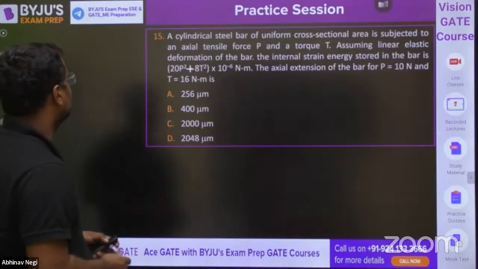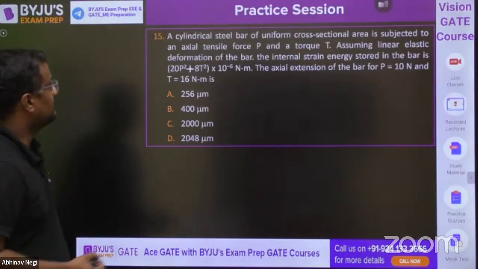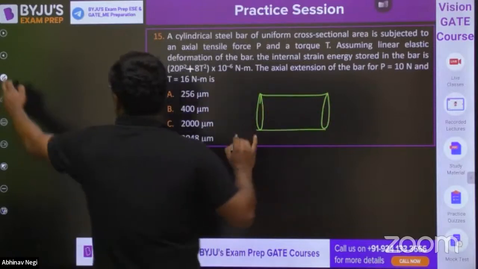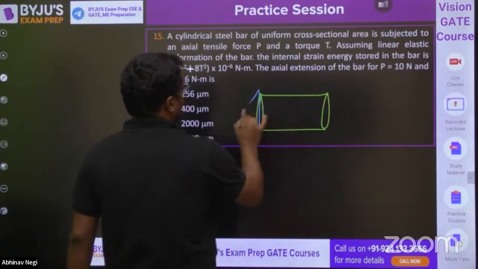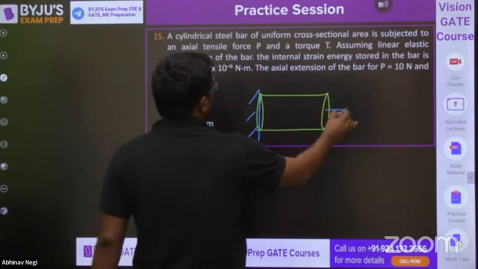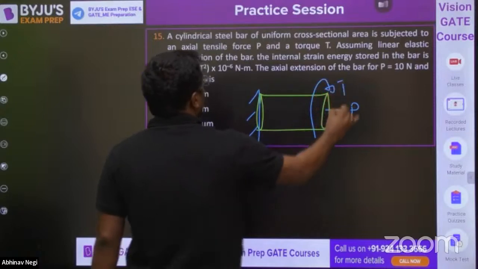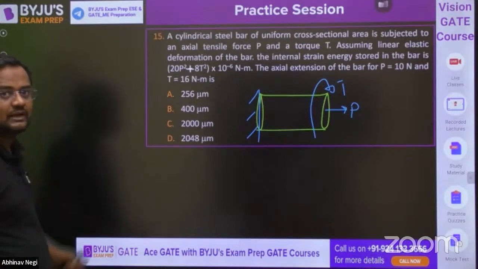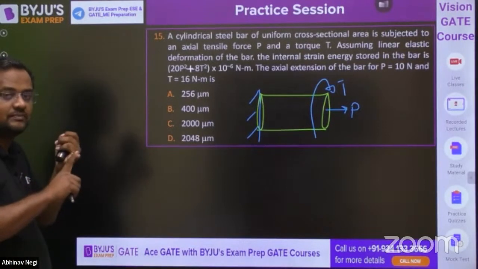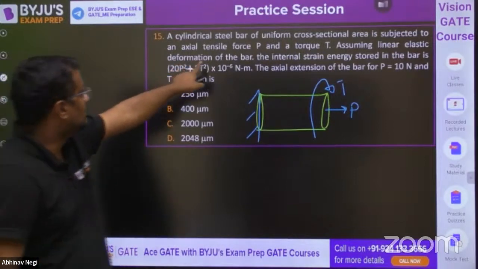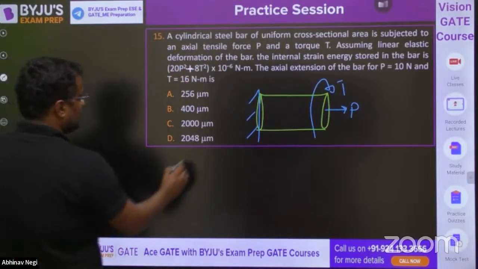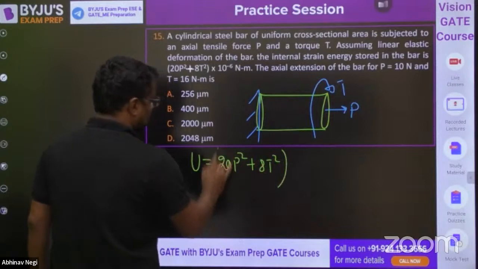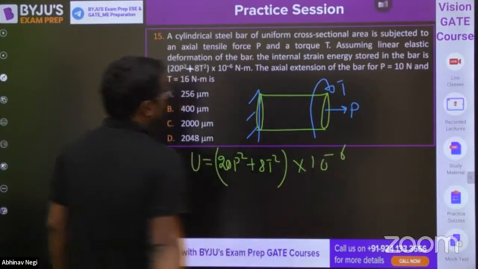Okay, now 15th question. Guys, a cylindrical steel bar of uniform cross section is subjected to axial force P and a torque T, there might be fixed condition or whatever condition. Linear elastic, everything is there, so the strain energy formula can be applied. It is only applied when support is not sinking, thermal temperature change is 0, and material is homogeneous and linear elastic. So strain energy is 20P square plus 8T square into 10 to the power minus 6.